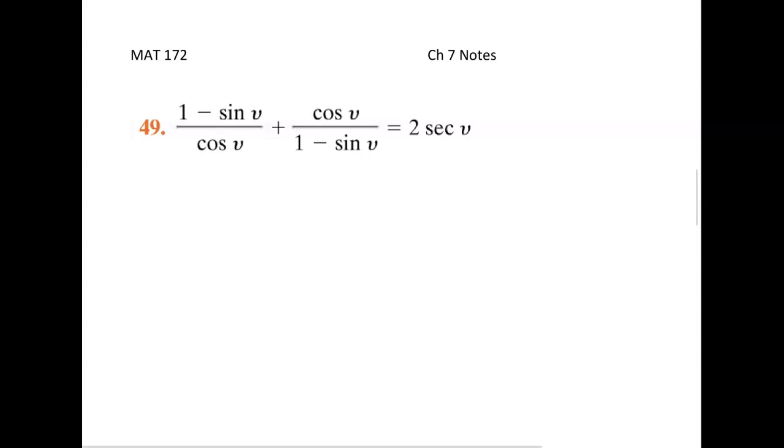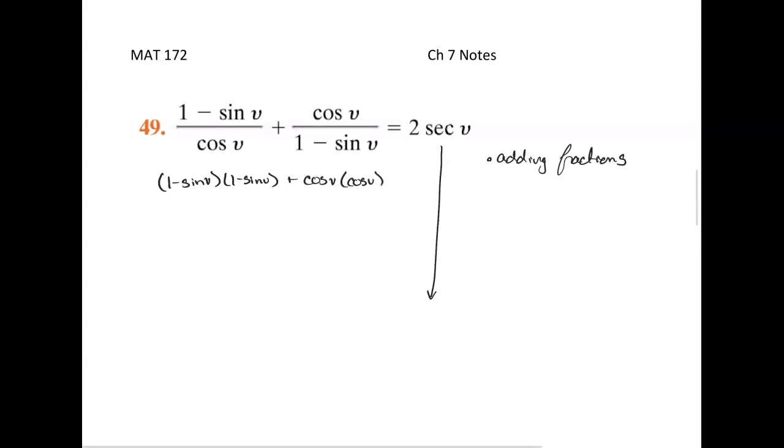Looking at 49, the left-hand side is more complicated, so we're going to work with it. So I'm going to draw an arrow down the right-hand side. I'm going to start by adding the fractions. I need a common denominator. My common denominator is going to be cosine v times 1 minus sine v. So I'm going to multiply that first fraction by 1 minus sine v. And I'm going to multiply the second fraction by cosine of v. And that's going to give me that common denominator.